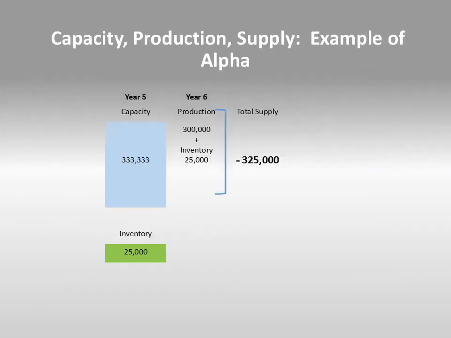So let's use this chart as a way of reviewing the key terms, because sometimes at the beginning there's a source of confusion. So capacity is the amount that you're able to produce. Production is the amount you decide to produce. And supply is the actual amount of product that you can offer on the market, which means your production plus your inventory.